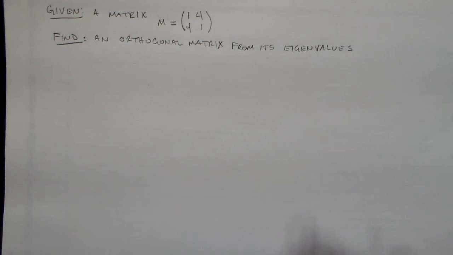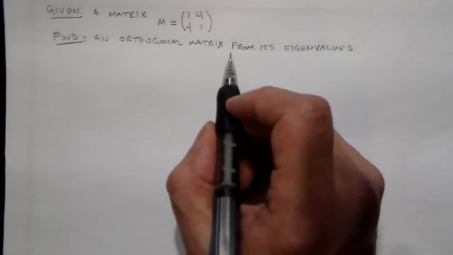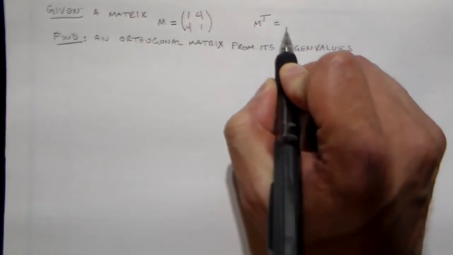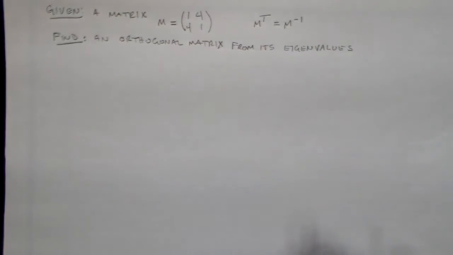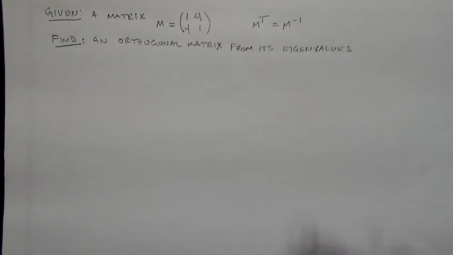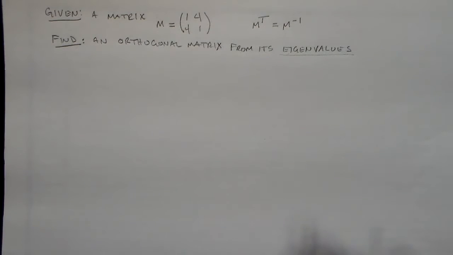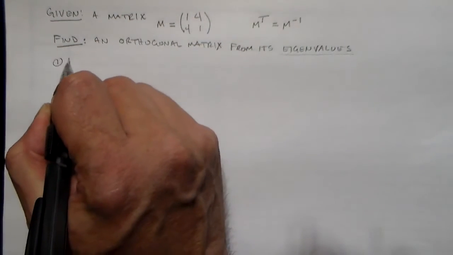Okay, so let's see here. How does this work? Well, first, probably I should remind you what an orthogonal matrix is. An orthogonal matrix is a matrix whose transpose is equal to its inverse. That's sort of the definition. And the way we find it is, first we find the eigenvalues. Then we just use the eigenvectors as column vectors in the matrix. That's really it. So first we'll find the eigenvalues.